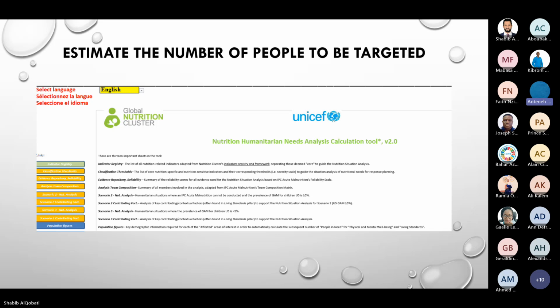Sometimes you have to set a target for your HRP, but the coverage of the response in some cases should be higher. For example, if the majority of your response is focusing on displaced people in a camp setting, your coverage should be very high, and you should also stick to the Sphere standard for minimum coverage for that population. If the majority of your response is focusing on resident or host population in a rural setting, your coverage could be as low as maybe 50%.